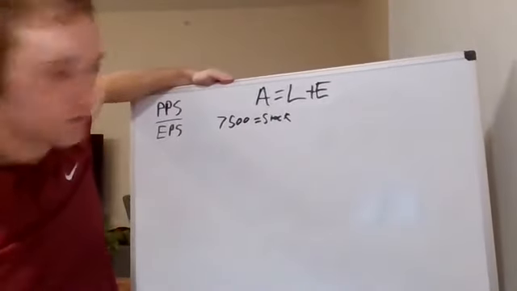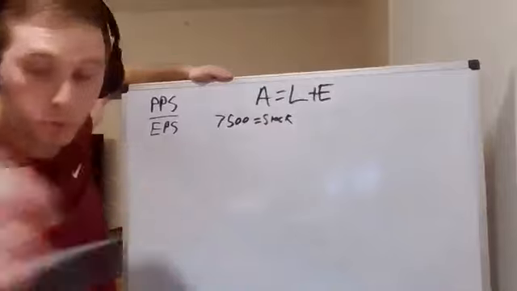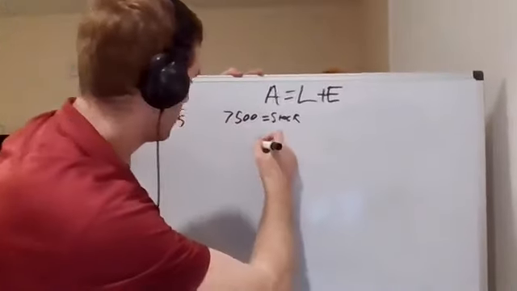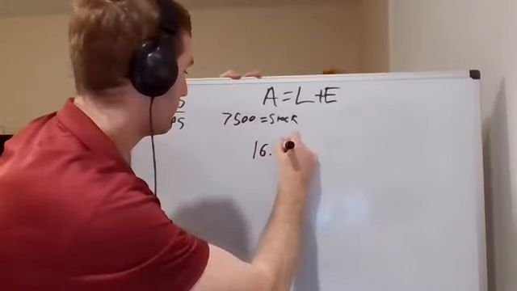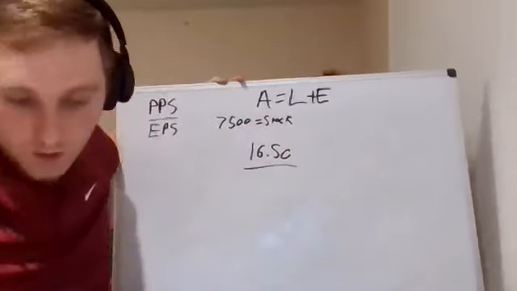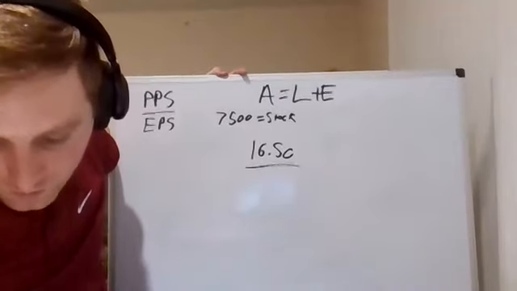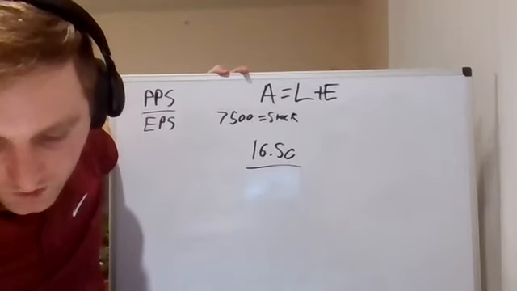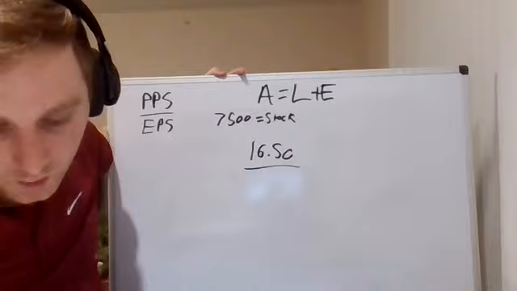Oh, wait. We actually know our price per share. I'm getting ahead of myself. 16.5, he gives it to us. That's our price per share. I'm sorry. So 16.5. Now we have to figure out our earnings per share.